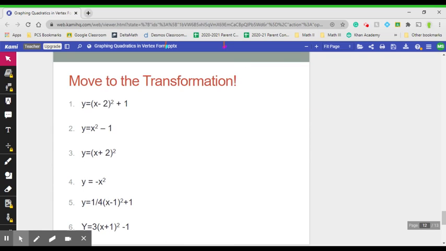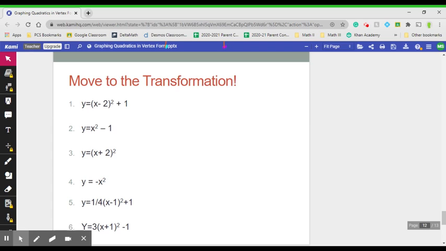In this slide, I want you to take a second to think about what kind of transformations happen to each of these functions 1 through 6. In number 1, we can see that the vertex would be at 2, 1. So that means it would translate to the right 2 and then up 1. Number 2 is only x squared minus 1, so that would be a transformation of down 1. Number 3, the translation would be to the right 2 because of that x plus 2 inside. So that would be to the left 2, actually, I meant. So that is translating left 2.